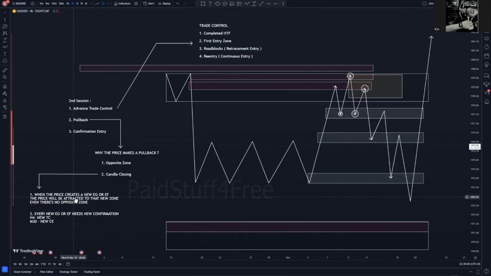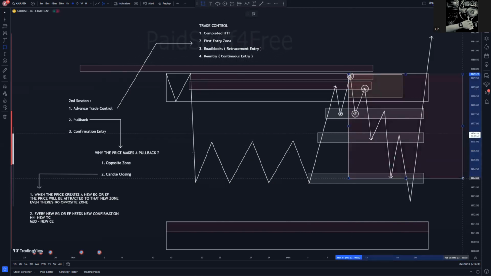When the price creates a new EG or new EF, the price will be attracted to that new zone to make a pullback into that zone, even if there is no opposite zone. For an example, maybe somewhere around here, we see a new engulfing sell on H4. The price closed as a new engulfing sell on H4 somewhere here, and then the price makes a pullback because there was a new H4.